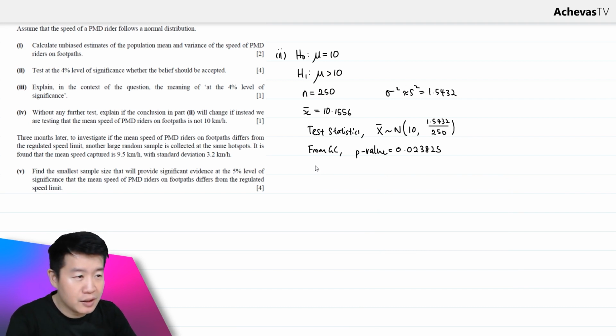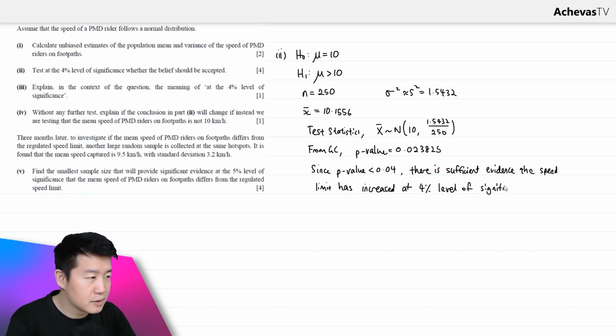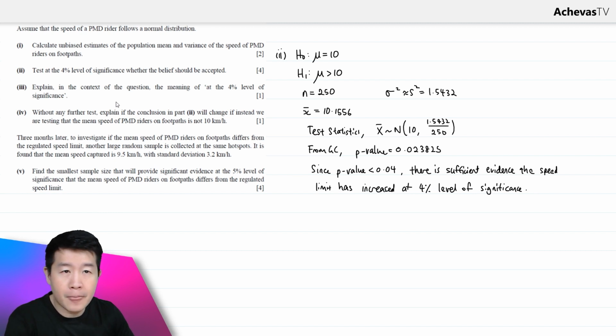So I'm going to write down my conclusion. Since this p-value, we are looking at 4% level of significance, and this p-value here is less than 0.04, there's sufficient evidence that the speed limit has increased at 4% level of significance. Okay, then part 3.